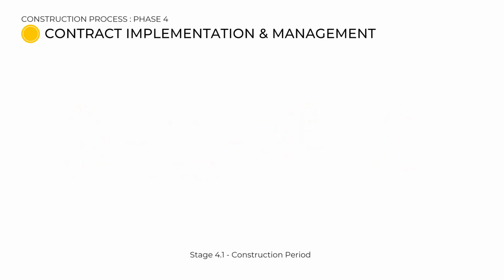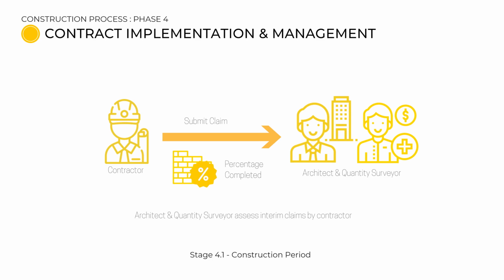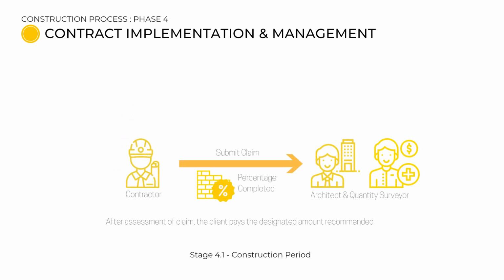During construction, the contractor submits interim claims based on percentage completed to the architect and quantity surveyor who will assess the claims. After the assessment, the architect and quantity surveyor then give recommendations to the client who pays the contractor.